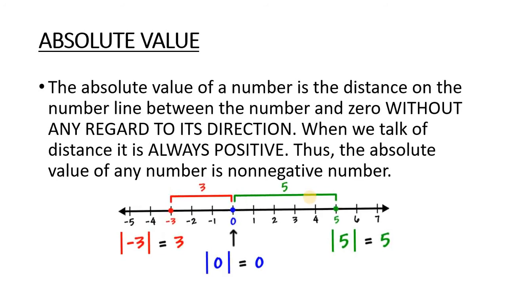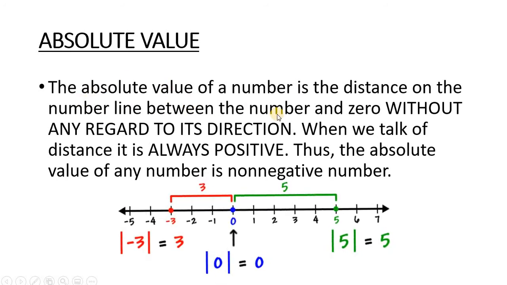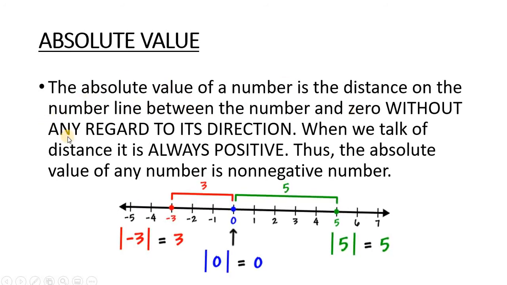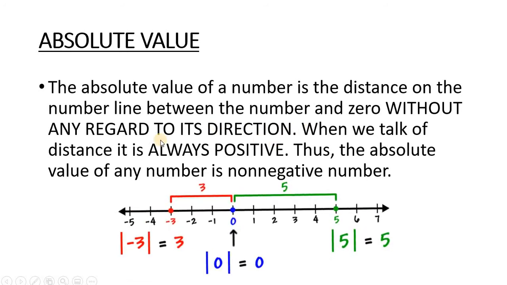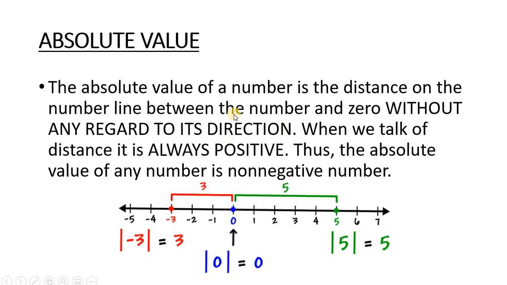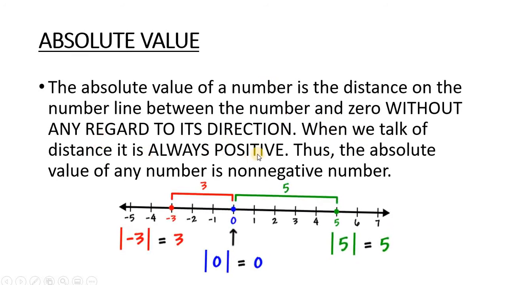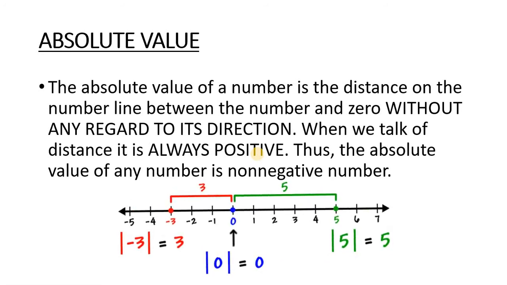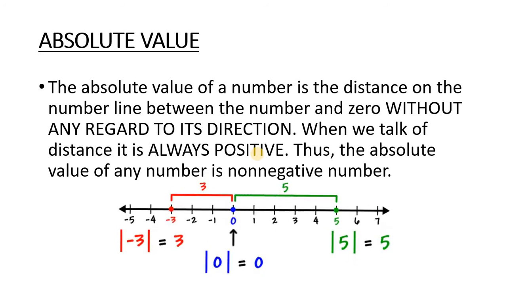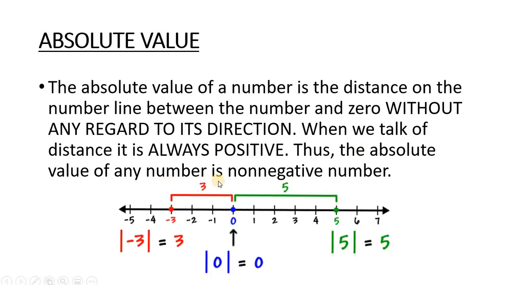Now, let's define absolute value. The absolute value of a number is the distance on the number line between the number and 0 without any regard to its direction. So meaning whether it is to the left or to the right or positive or negative. When we talk of distance, it is always positive. Okay? So wala tayong distance na negative. Lagi siyang positive. Thus, the absolute value of any number is non-negative number.